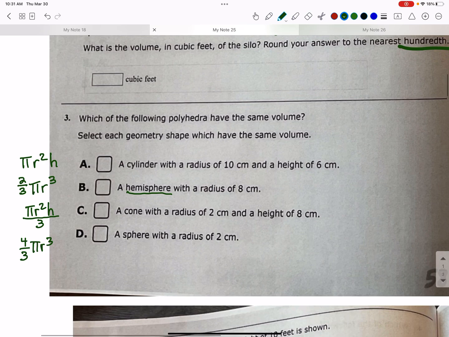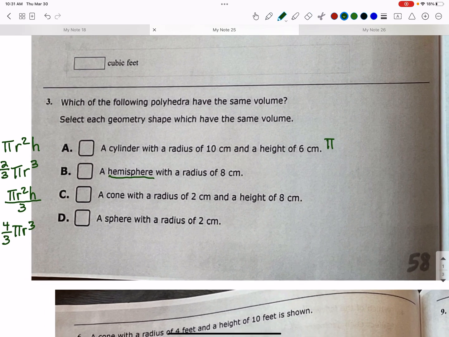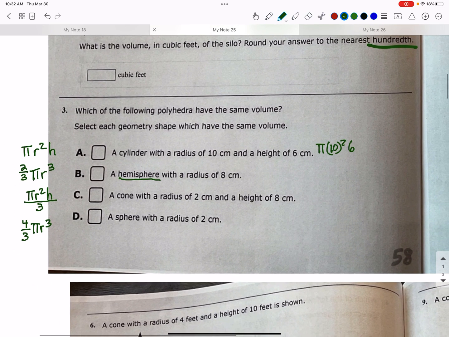All right, a cylinder, let's see. Pi times the radius 10 squared times the height of 6. This would be 100 times 6 times pi. So I'm going to leave it as an 11th grade answer, 600 pi. And I could do that later, but I'm not going to.